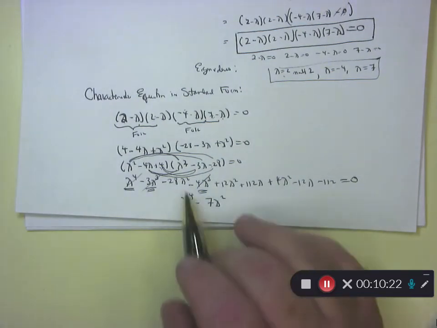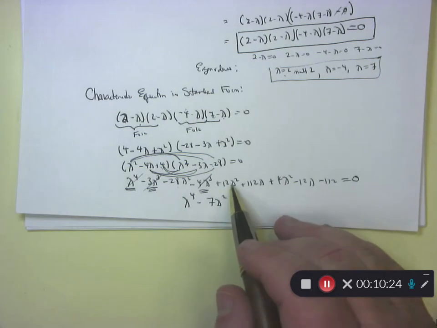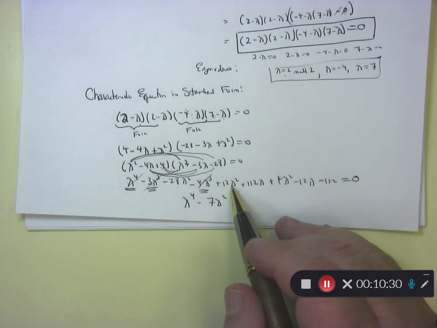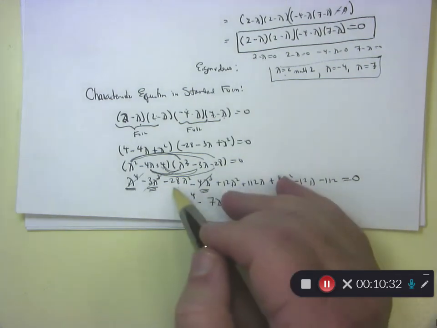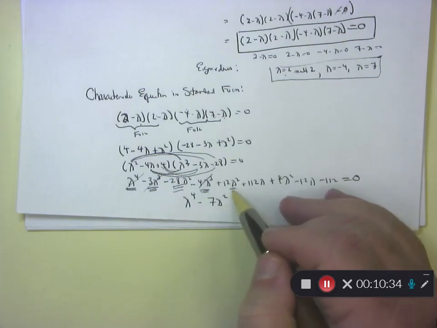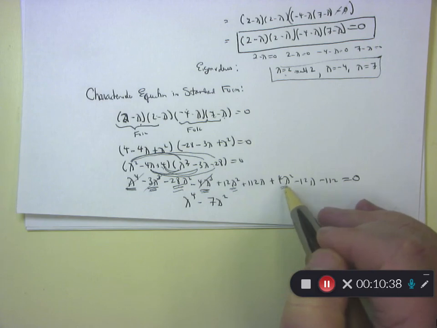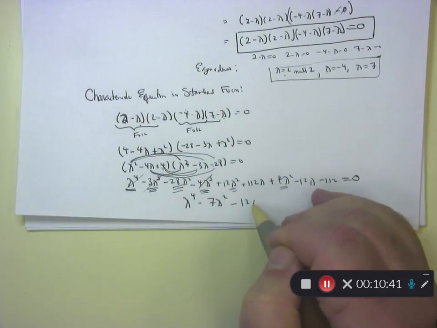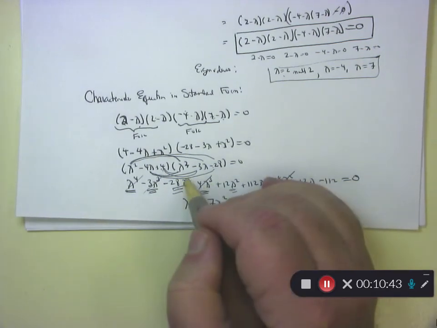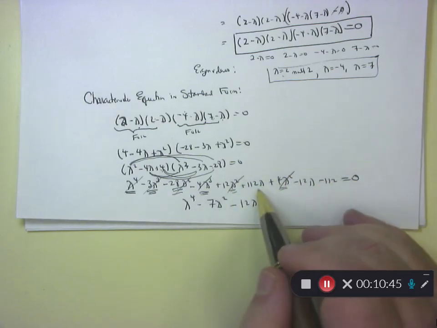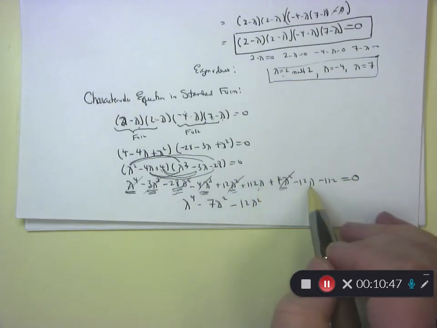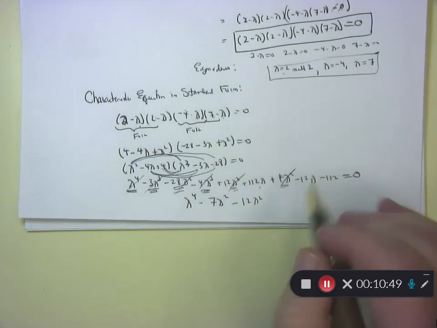Lambda squared, I got minus 28 plus 12. What's that? Minus 16. Got lambda squared. So let me underline these guys. Minus 16 lambda squared plus 4 lambda squared is a minus 12 lambda squared. So I get a minus 12 lambda squared. 112 lambda minus 12 lambda is pretty much plus a 100 lambda.